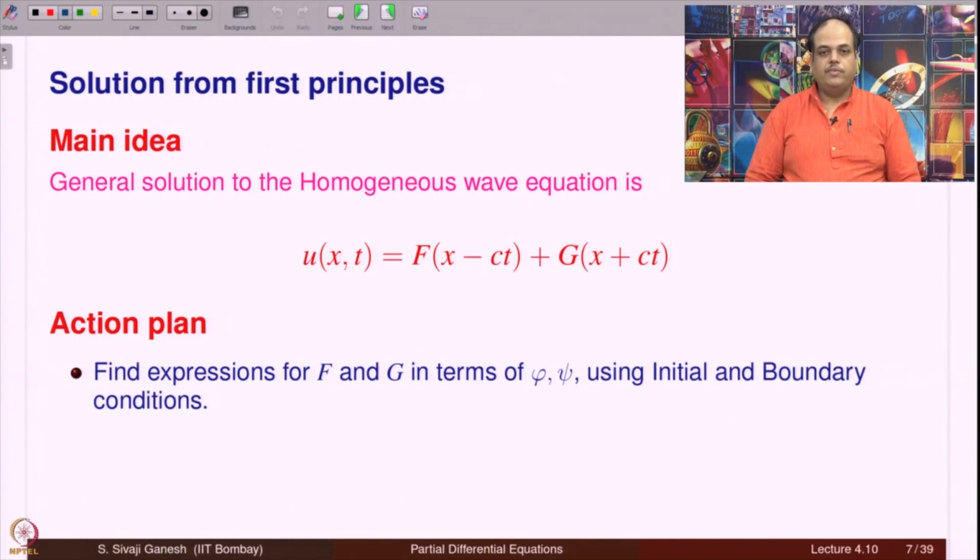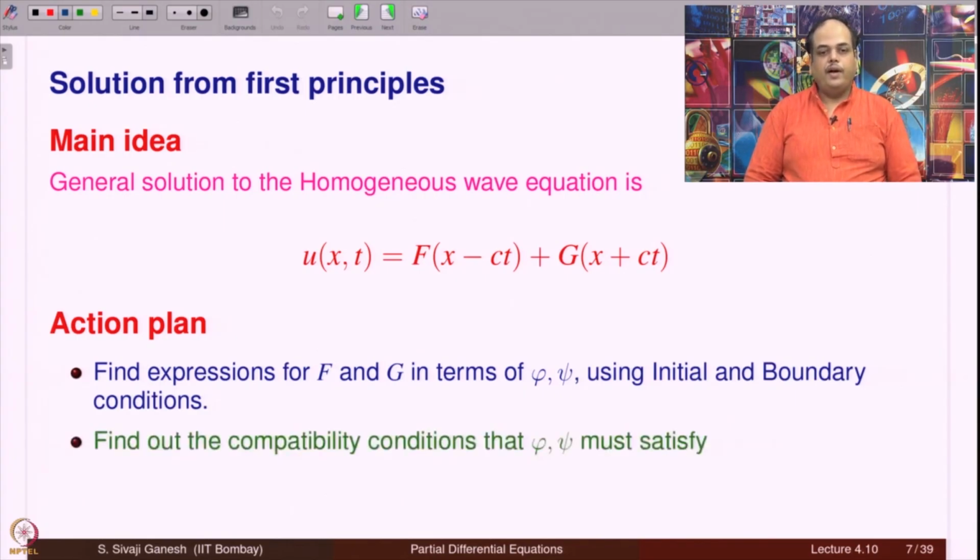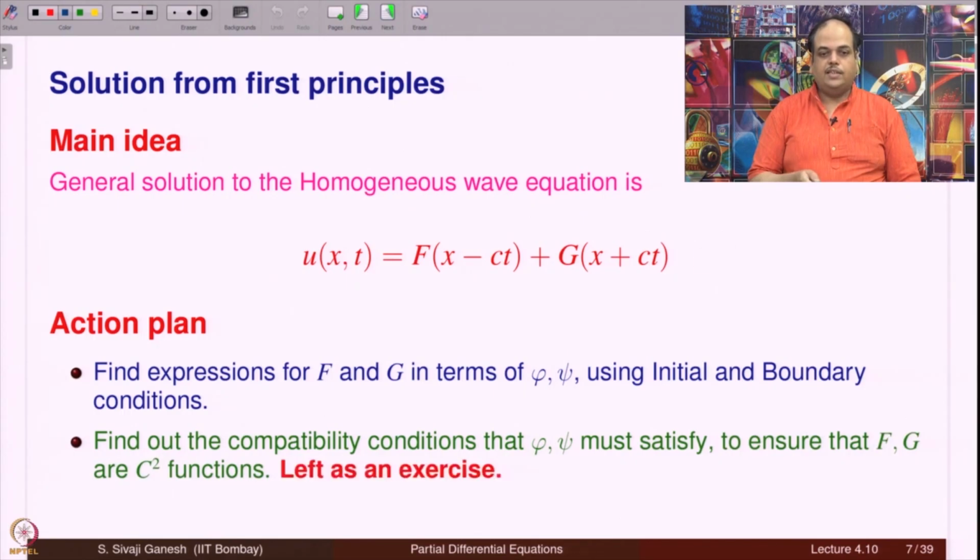Of course, we have to use initial and boundary conditions for that, and find out the compatibility conditions that phi and psi must satisfy, so that the f that we construct and the g that we construct are actually C2 functions, thereby u of x,t is actually a classical solution to the given IBVP. Of course, that is left as an exercise to you. We have done exactly the same exercise with different boundary conditions, that is all. We have analyzed what should be the compatibility conditions in that problem. Now it is similar, you will see that even the way that we are going to solve the problem is similar. So, you should be able to do this exercise, please do that.